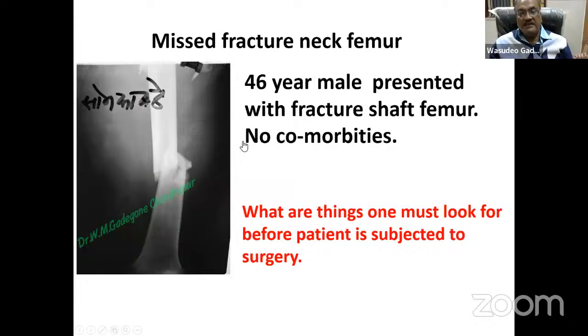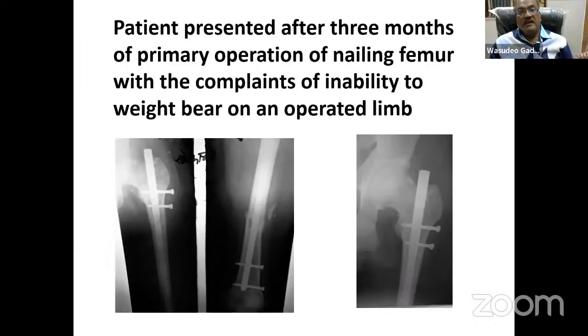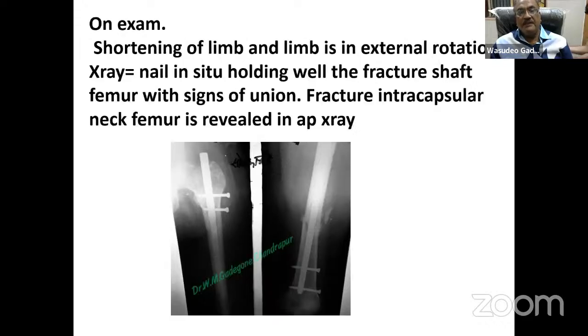And ultimately, this patient complained of pain and inability to weight bear at 3 months, with shortening, and the limb in external rotation. The nail is inserted, with a welding hole, the fracture shows signs of union, and the intracapsular neck fracture is revealed in the AP X-ray. You can see, and what to do now? There is a loosening of the screw.